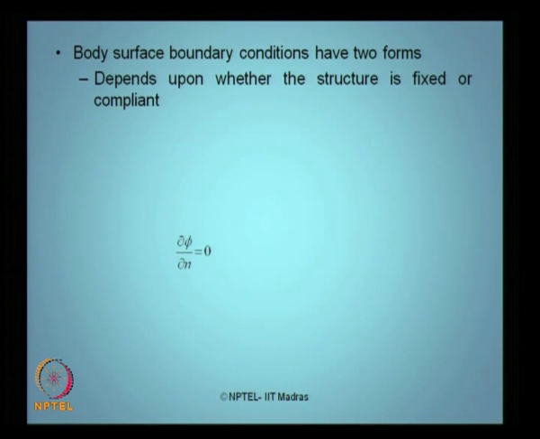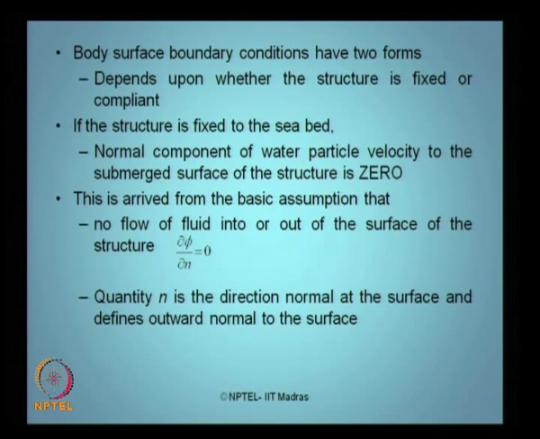Now the body surface boundary condition has two forms which depend solely on the structure, whether it is fixed or compliant. We will see both the cases now. When the structure is fixed to the seabed, the normal component of the water particle velocity to the submerged surface of the structure remains 0. This arises from the basic assumption that the derivative of the potential with respect to the normal direction remains 0.